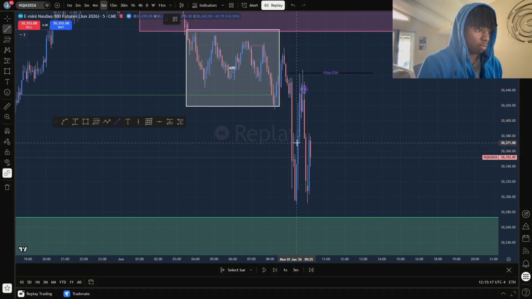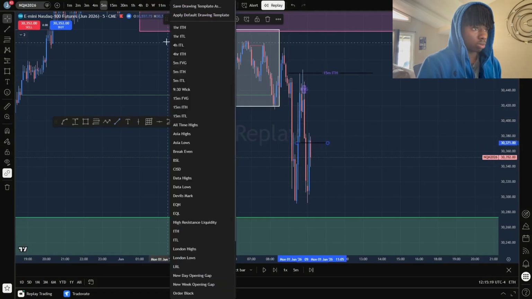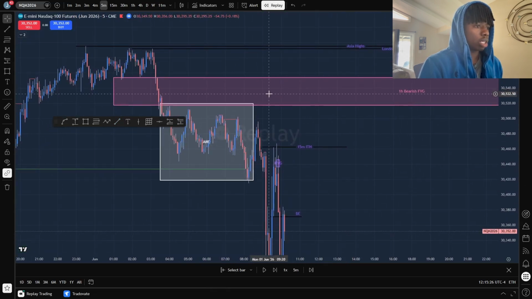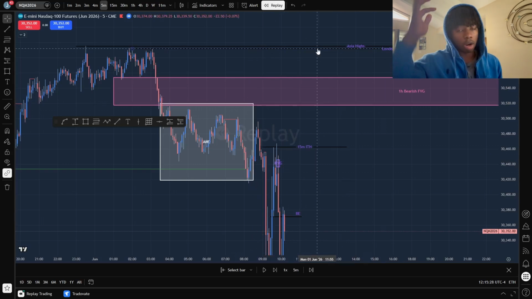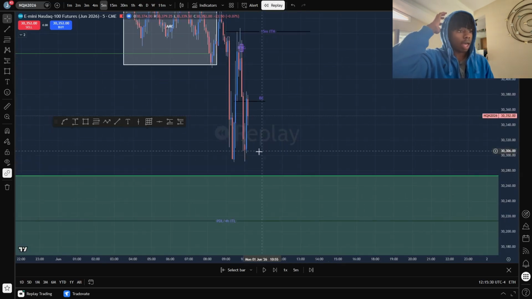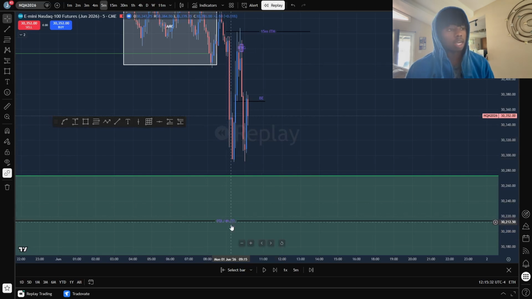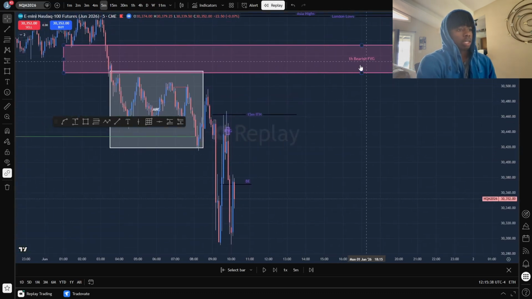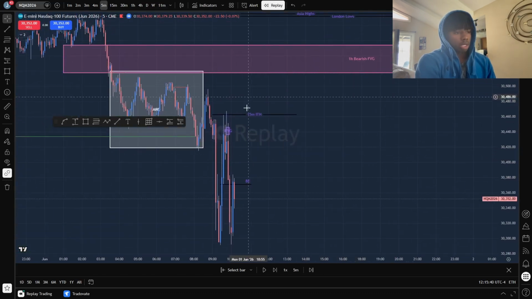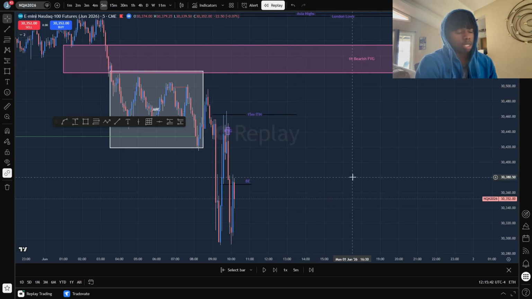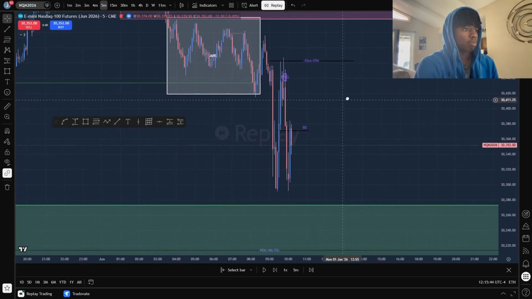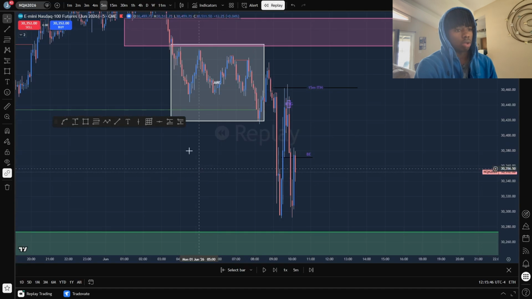I think that this is good, but the reason why I didn't want to take this was because there's an unmitigated 1-hour bearish fair value gap. Although I think that we are going to sweep this and I think that we should go lower, it's all-time highs. So yeah, and there's a 1-hour bearish unmitigated. I don't want to have that on my stop loss.